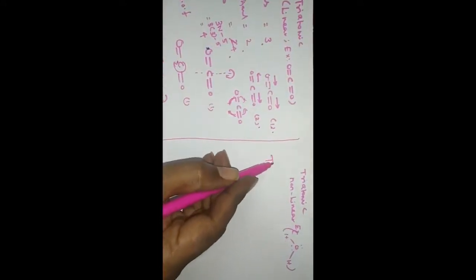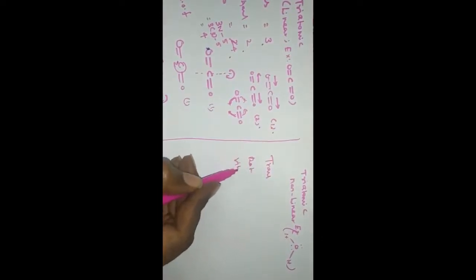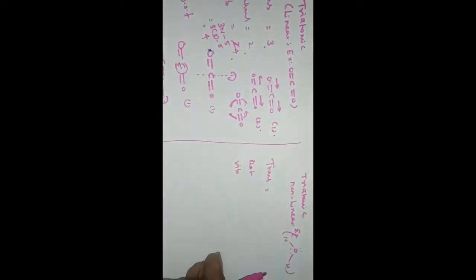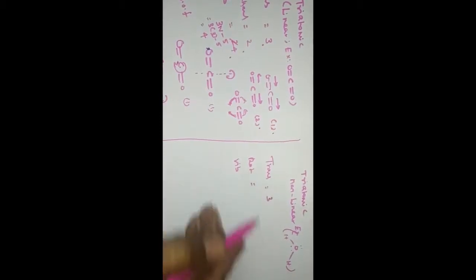How many translational, rotational, and vibrational degrees of freedom are possible? As usual, the molecule as a whole can move along the x-axis, y-axis, and z-axis, and there is no fourth dimension possible. So it can have only 3 translational motions. And how many rotational motions are possible for this?